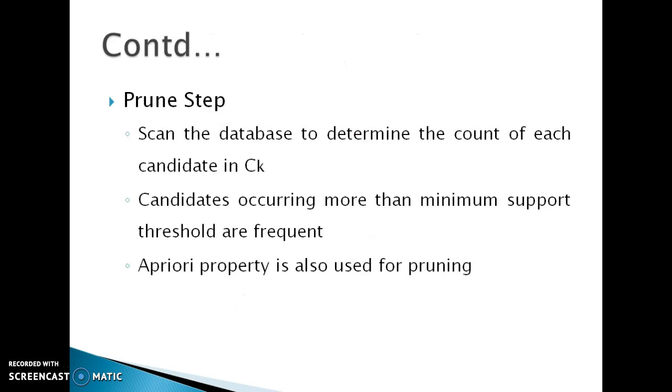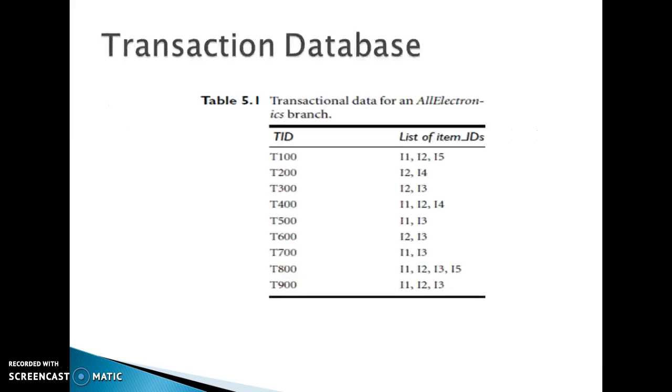So that is the rule. Next is the prune step, where we scan the database and determine the actual count of the candidates we generated from the join step. If the support count does not satisfy the minimum threshold, then these candidates cannot be frequent, so they are removed or pruned from the next iteration. Similarly, we also use the Apriori property for pruning. That is, if a set is not frequent, then its superset cannot be frequent. Even that is considered for pruning. So with this, we will start a demo. This is the transaction database that I am going to take.